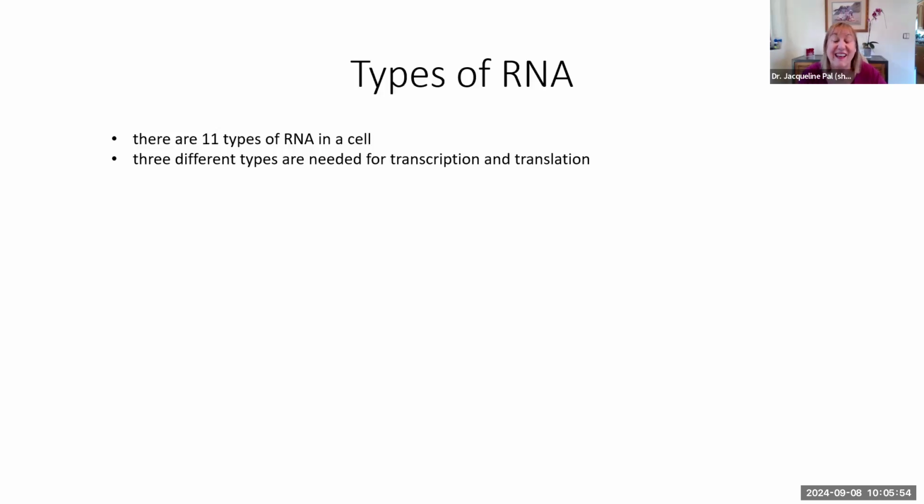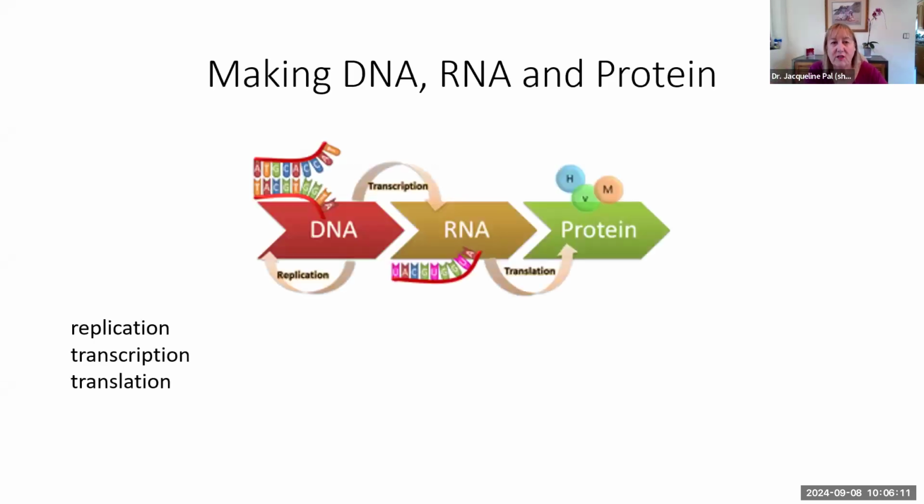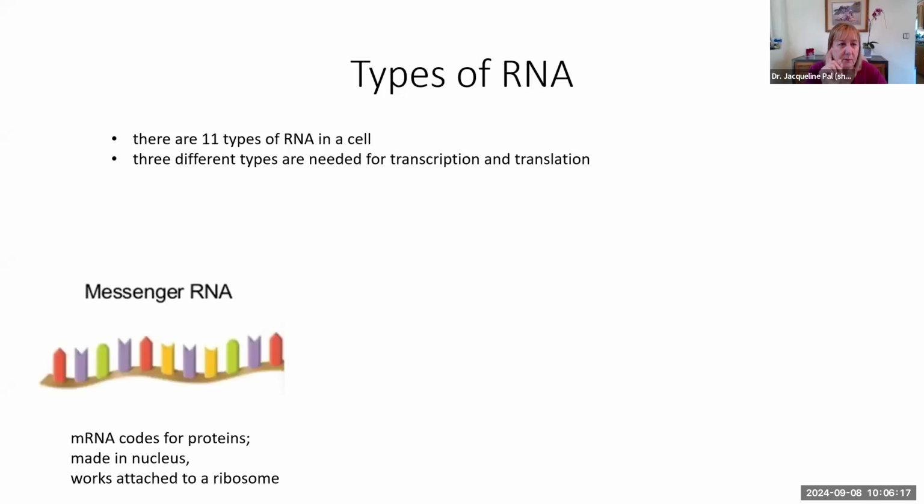There are actually 11 different types of RNA in a cell. Now, we talked about how RNA is made in the nucleolus, and I want to talk about 3 different types of RNA, because we need 3 different types of RNA for these processes of transcription and translation, which we are going to be talking about in this section of the course.